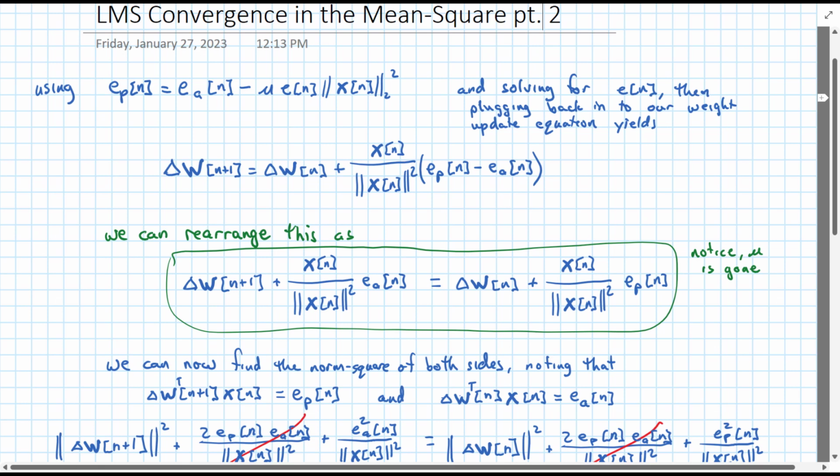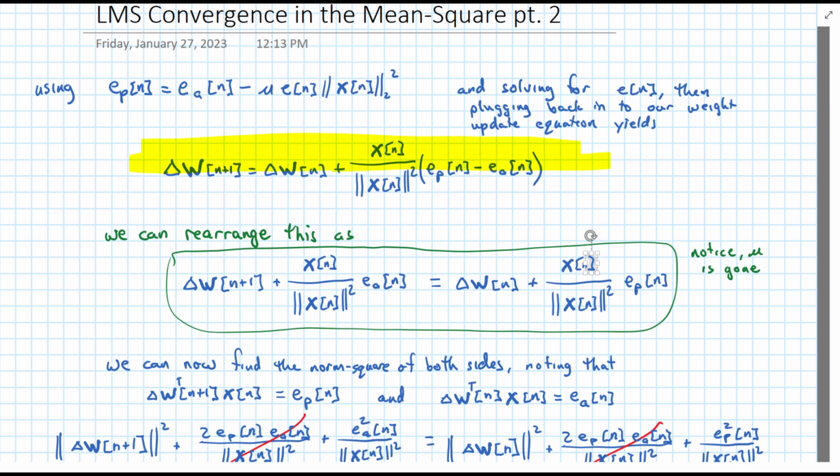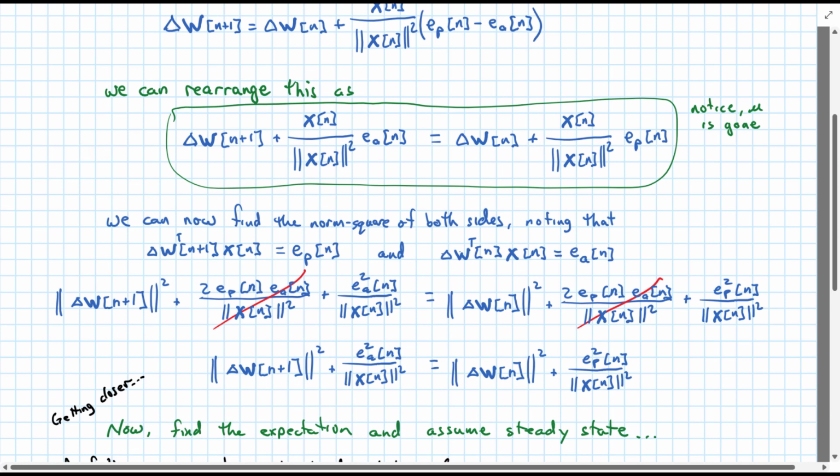Okay, so using this relationship that we've just developed and solving for En, and then plugging that back into our weight update equation, we get an expression that shows that our weight misadjustment at time n plus 1 is equal to the weight misadjustment plus our x vector divided by its norm square times the difference between these two errors. This isn't that meaningful, but one thing that is meaningful is that we can rearrange it and notice that our mu is completely gone.